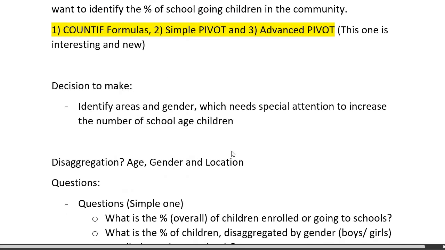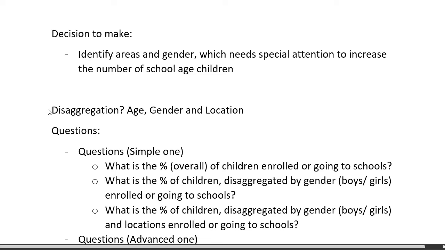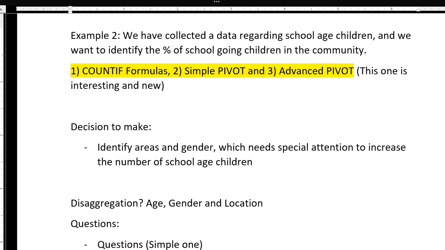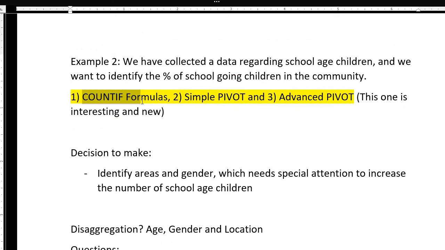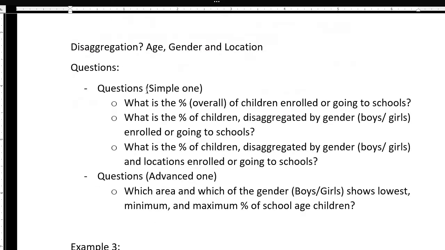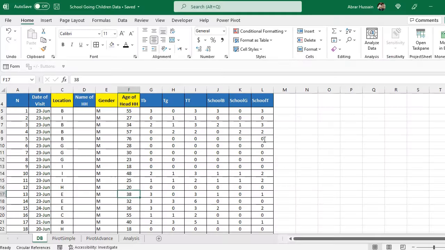Now for this, I need data where I have the name of the household, the age of the household, the gender of the household, the location of the household, the number of children in that household, boys and girls overall, and the number of children in that household, boys and girls, going to school. So here I will show you how to analyze and collect such data with COUNTIF formulas, also with simple pivot table and advanced pivot table, and how to identify such type of trends and to respond to these questions.